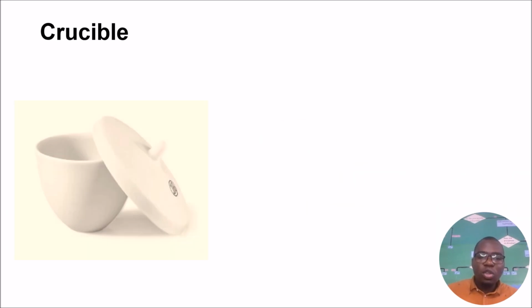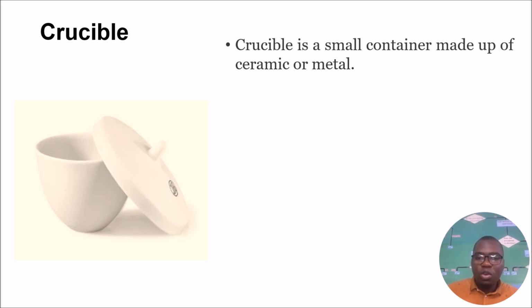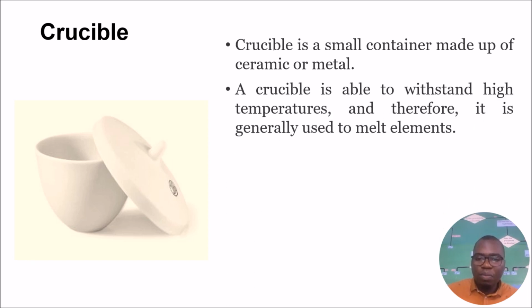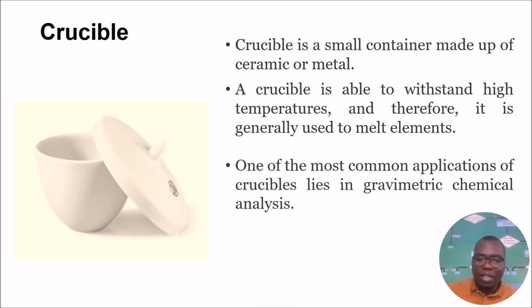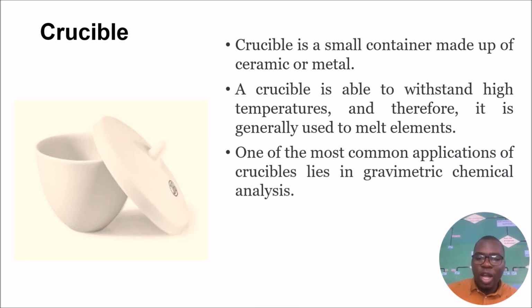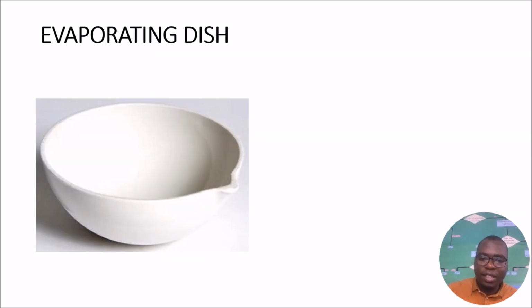We also have a crucible. A crucible is a small container made up of ceramic or metal. A crucible is able to withstand high temperatures and therefore it is generally used to melt elements. One of the most common applications of a crucible lies in gravimetric chemical analysis.